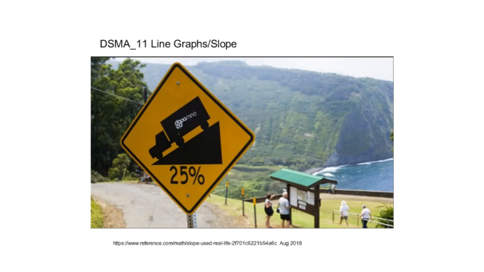This is DSMA 11. In this section, we will talk about line graphs and slope. Let's take a look at this image.